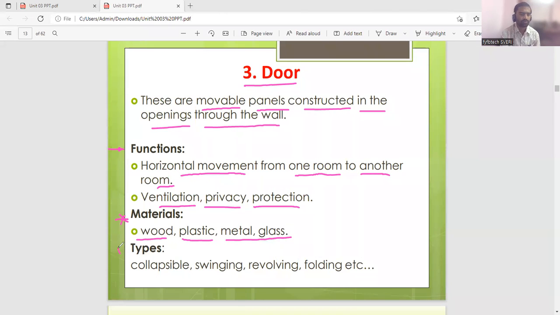And types of doors. Collapsible door, swinging door, revolving door, then folding door, etc.